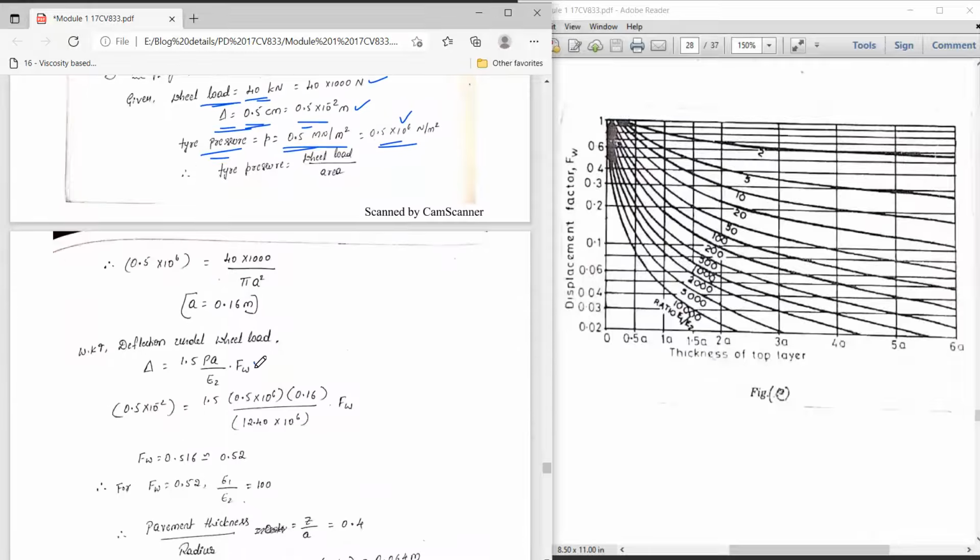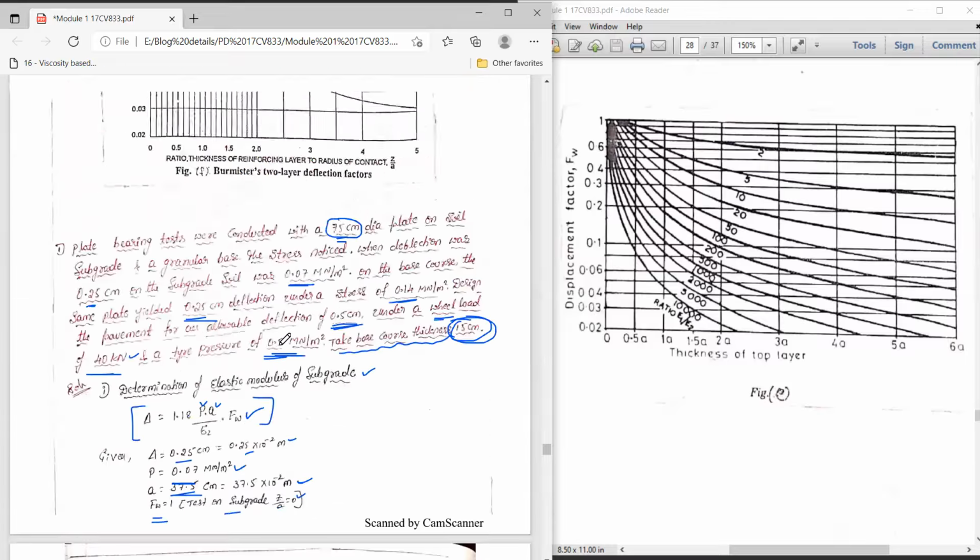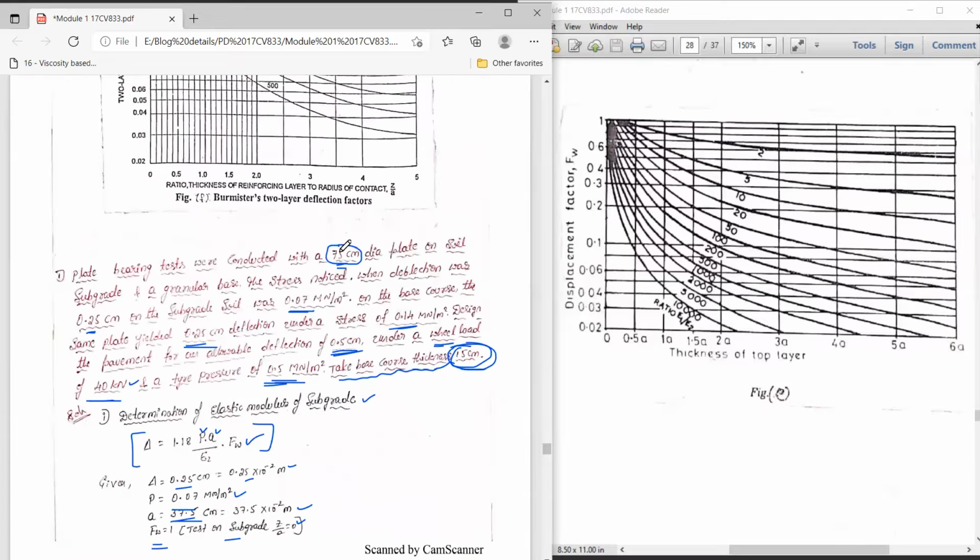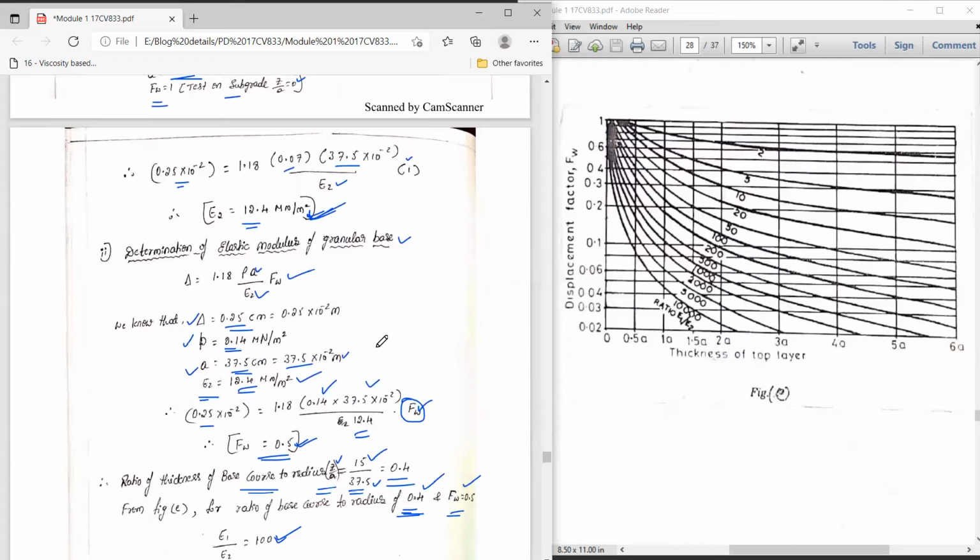Now, this is the formula at the end we are using for the design of flexible pavement. That is, deflection is equal to 1.5 PA divided by E2 into FW. Here, deflection is available. Pressure is available. FW, we don't know. And E2 is available. But A is also not available. You should not consider this A value. Because on the subgrade and base course, by using the plate load test, they had conducted the experiment. That's why out of diameter 75 centimeter, you took the A value as 37.5.